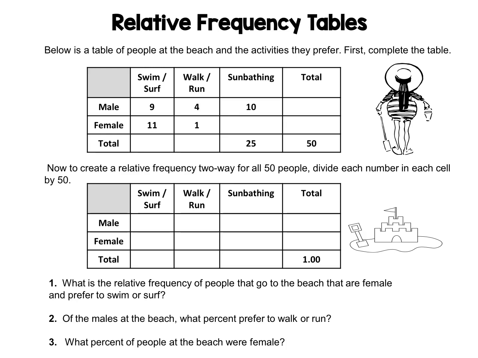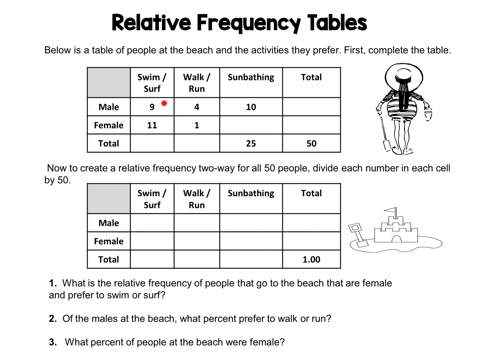Today we will learn about relative frequency tables. First, let's look at a normal frequency table. So here we have the types of people at the beach, male or female, and we have the activities they prefer: swimming or surfing, walking or running, and sunbathing. We are going to look at each category and try to complete this table.